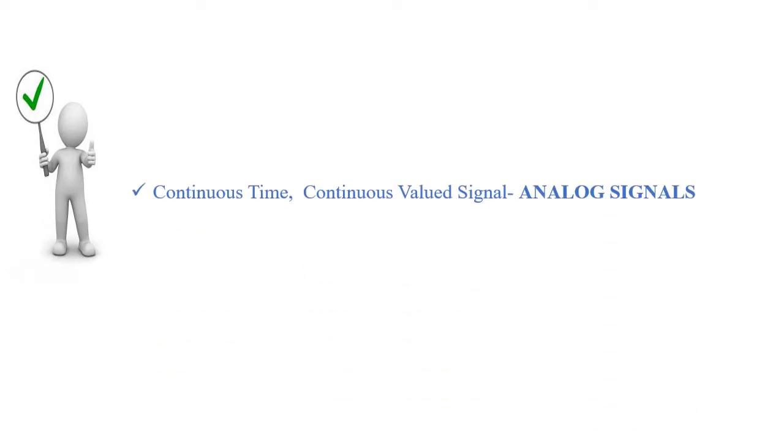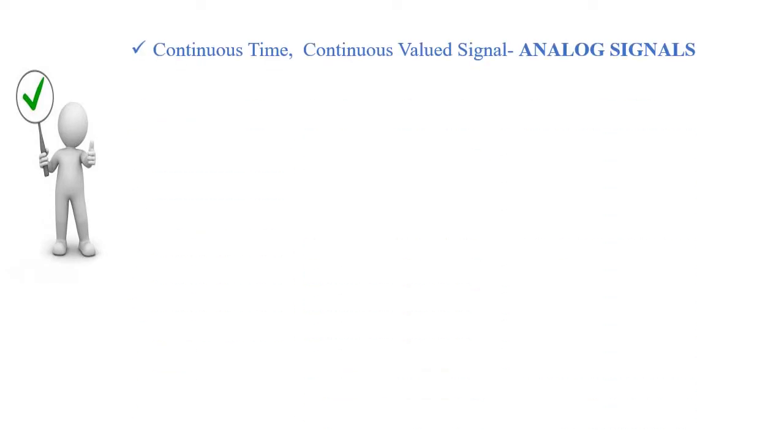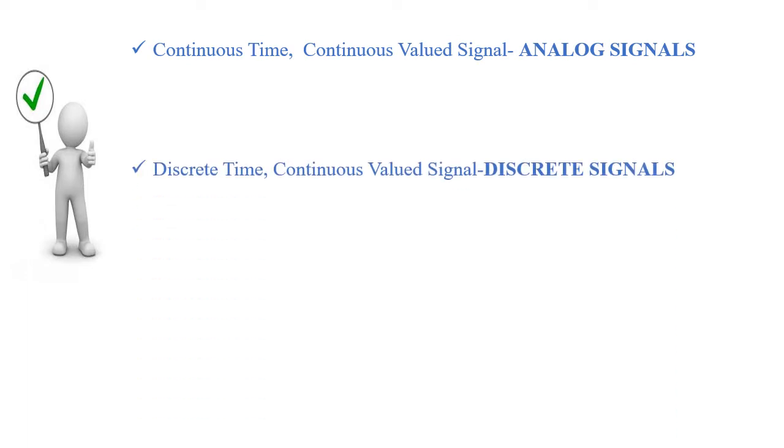From the classification of signals, now we will define what are analog, discrete and digital signals. All the continuous time, continuous valued signals are analog signals. All the real world signals are analog signals. All the discrete time, continuous valued signals are called discrete signals.